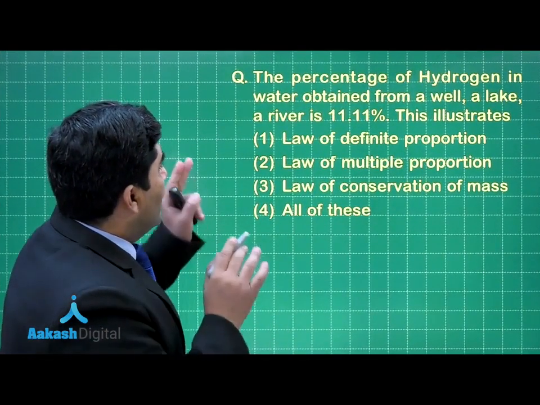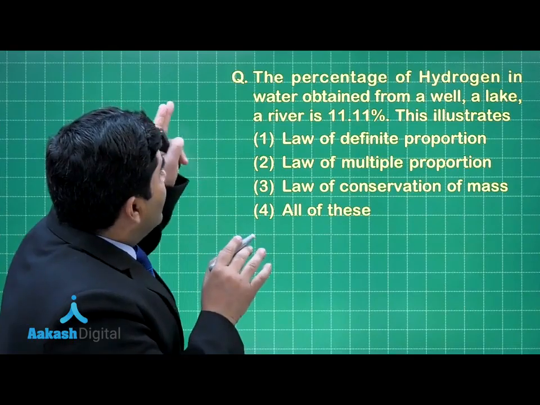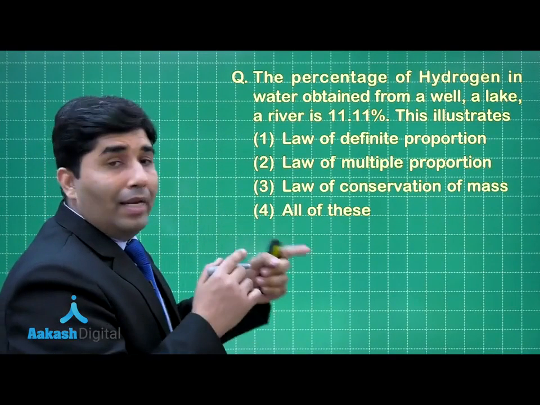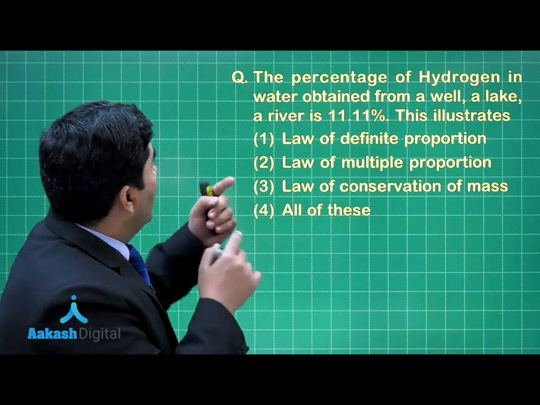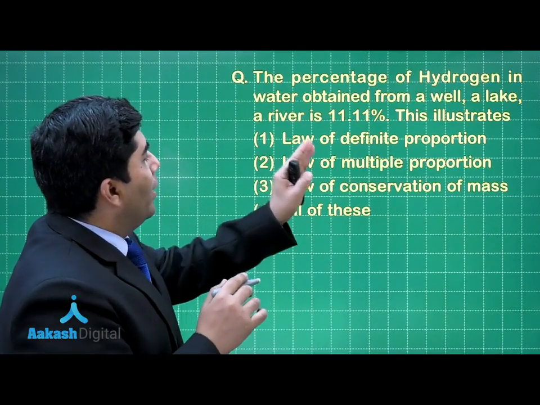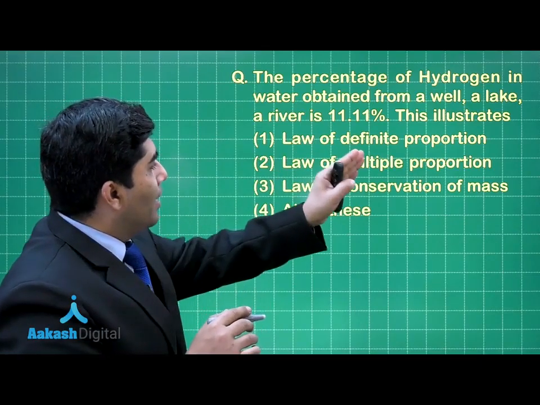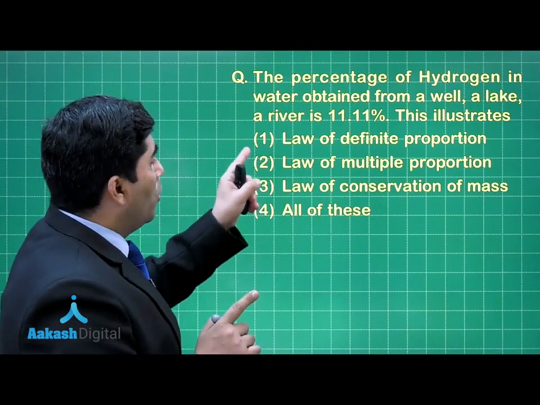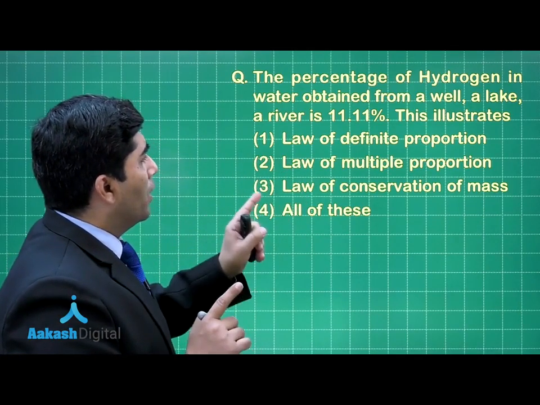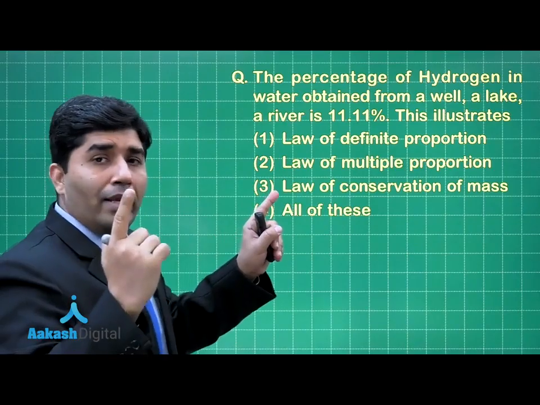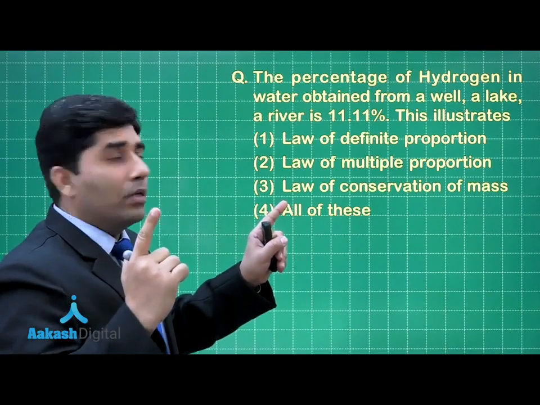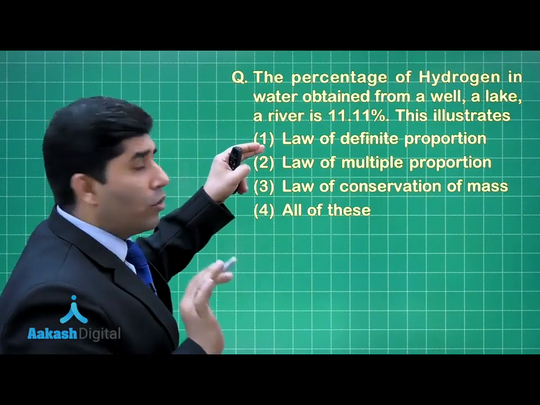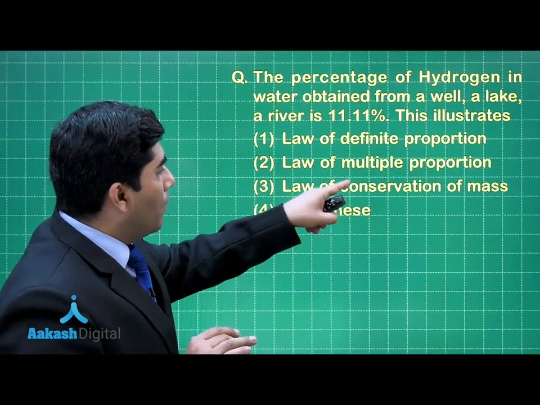Now in this question, it is given that the percentage of hydrogen in water obtained from a lake, a well, a river is 11.11%. This illustrates. Now again we have to check all the options. First option is law of definite proportion. Now there is only a single compound, so that should be the answer, but we have to eliminate the others also. Law of multiple proportion.